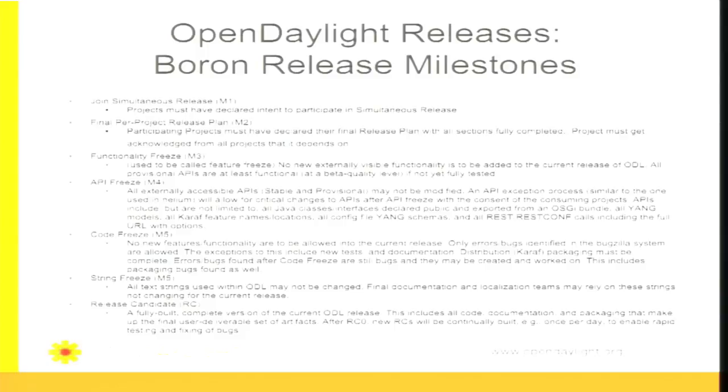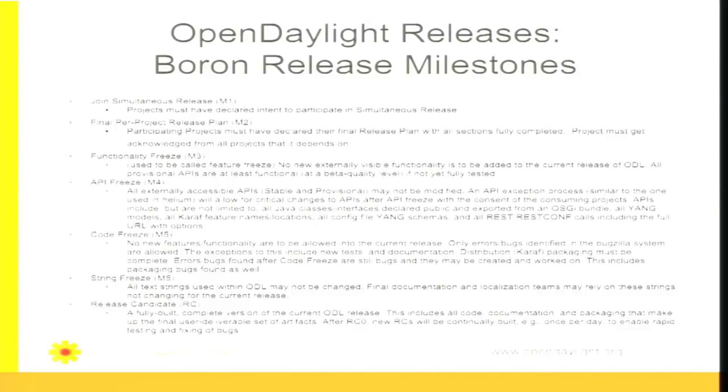Milestones in general: we do an M0 to kick the release off. We do an M1 that says, yes, I want to join the release, and here's a rough draft of my release plan for the things I'm going to be providing. At M2, that should start the conversation between projects that are going to have inter-project dependencies. At M2, we have a finalized release plan.